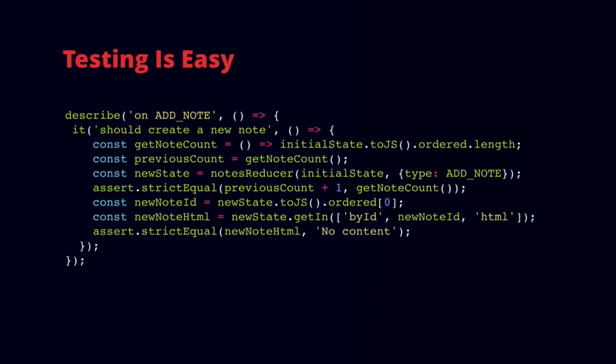And finally, testing. Testing is super easy because all you need to do is create a state, run it through a reducer by supplying it an action, and then verify that the value you get back from your reducer is what you expected. Testing could not be easier than that, because your reducers are pure functions, and testing pure functions is super easy.